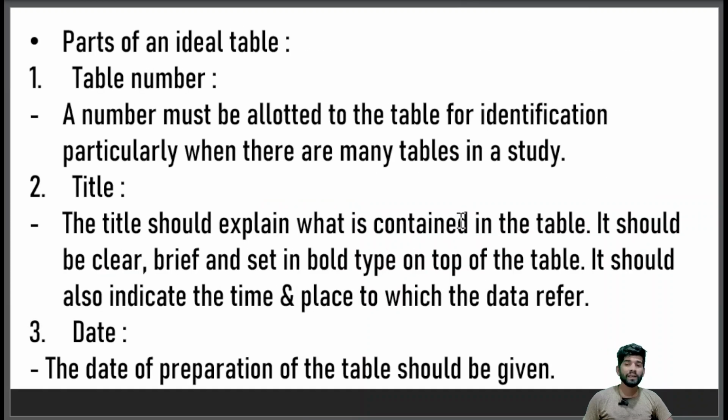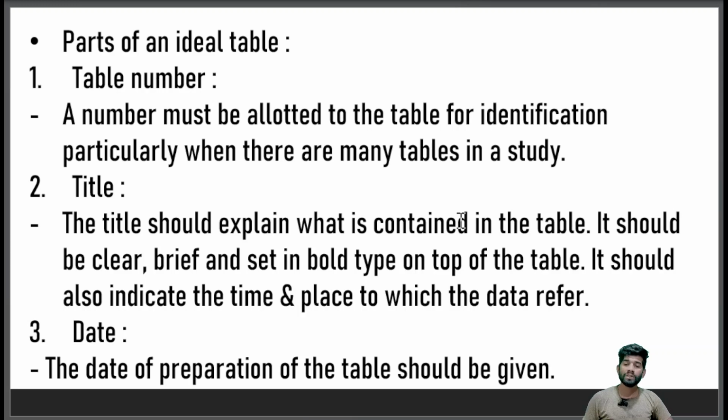In the parts of an ideal table, the first one is the table number. A number must be allotted to the table for identification, particularly when there are many tables in a study. You have to give numbers to the tables to identify particular tables. Then title. The title should explain what is contained in the table. It should be clear, brief and set in bold type on top of the table. It should also indicate the time and place to which the data refer.